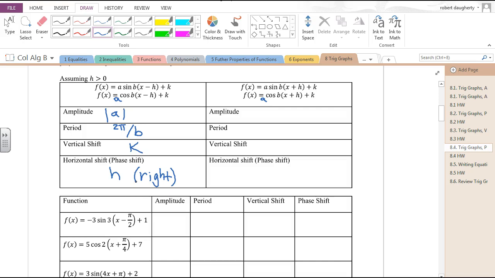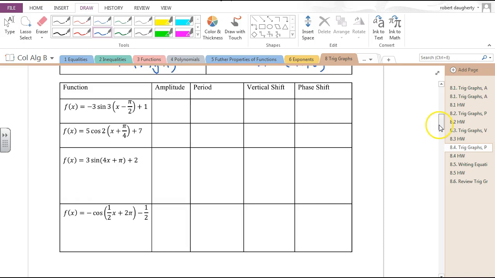And then the same thing over here. This is the amplitude. The period is still 2 pi over B. The vertical shift is K, but this one, x plus H, that moves me H to the left, okay? That's just our formula. So 2 pi divided by B is always the period, whatever this number is in front of the variable, okay? So let's look at some real examples here and go from there.